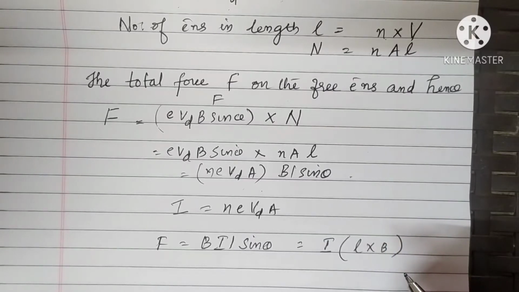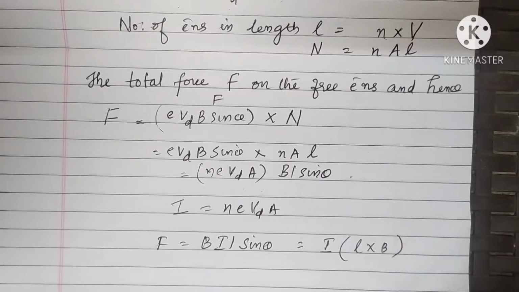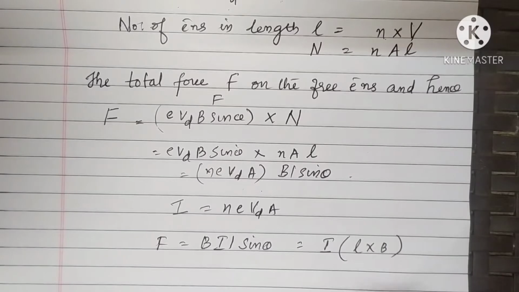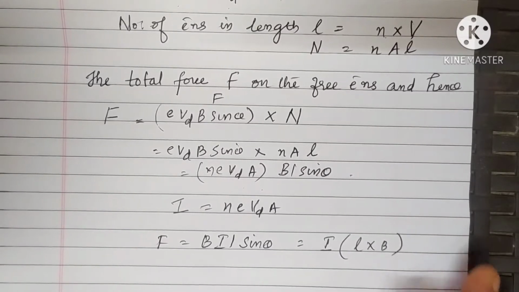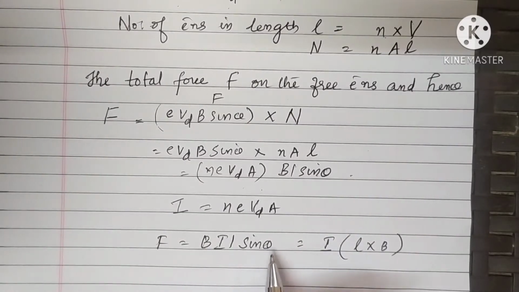Clear? I into L cross B. Okay, so this is the expression for the force on a current carrying conductor. Very important, force on a current carrying conductor in a uniform magnetic field. Now here, under certain conditions like theta equal to 0 and theta equal to 180 degrees, F will be 0.